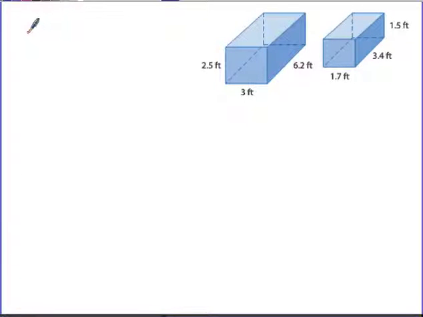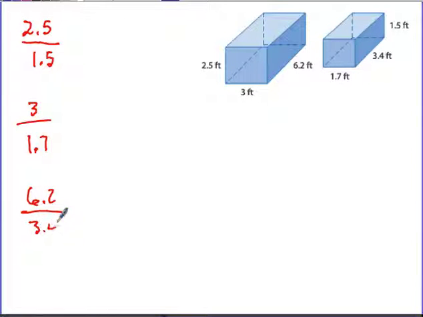So we need to take 2.5 from the large one, and what does it correspond to on the small one? 1.5. And we need to take 3 from the large one. It corresponds to 1.7. And 6.2 corresponds to 3.4. All right, now these are weird numbers.